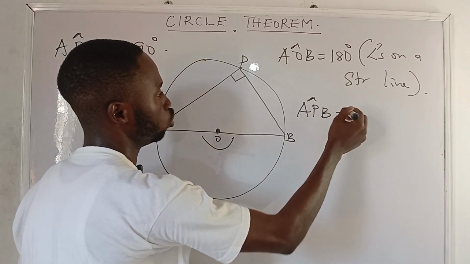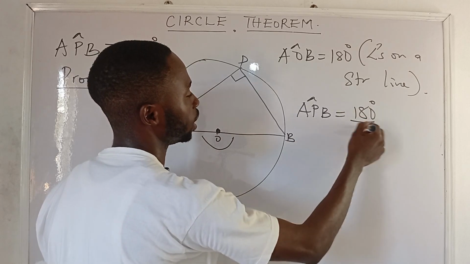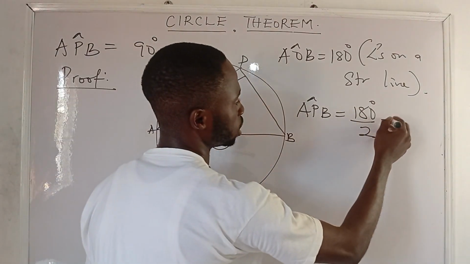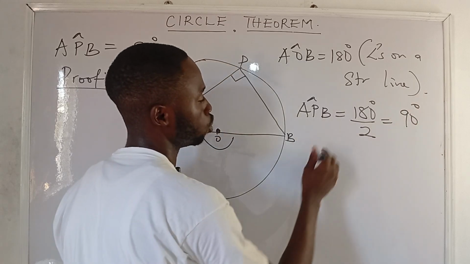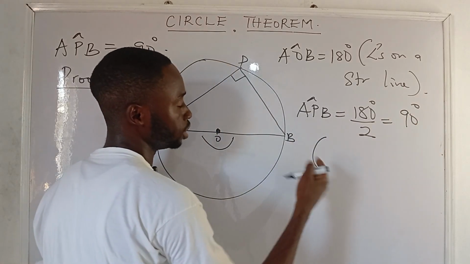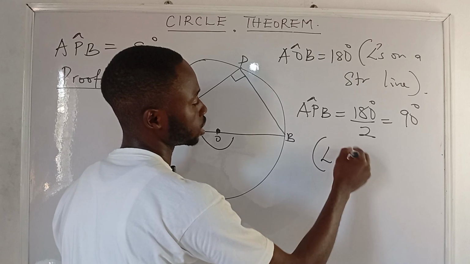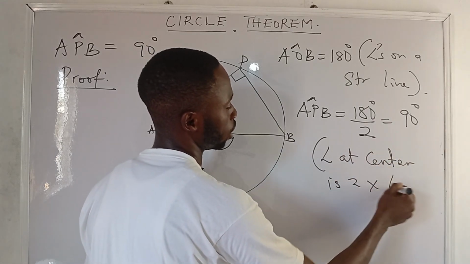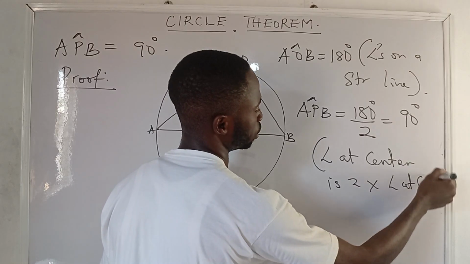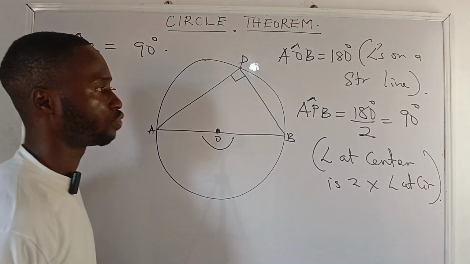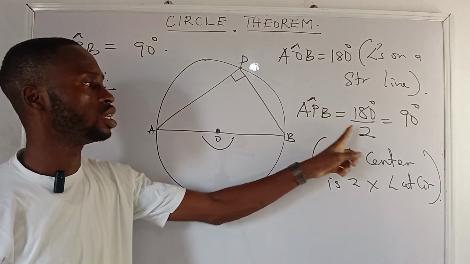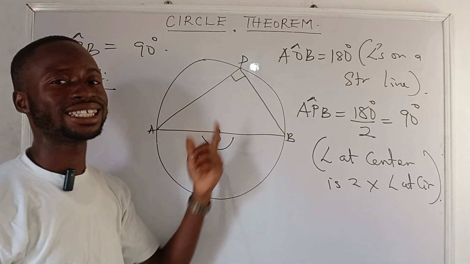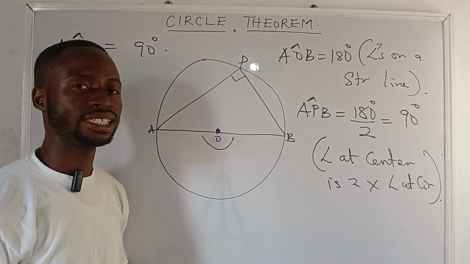So we could say that APB will be equal to what? 180 degrees divided by 2, because this one is at the center and this one is at the circumference. So since that's divided by 2, we know that that's what? 90 degrees. So we could state the rule, the theorem, which is: angle at center is 2 times angle at circumference. So therefore we can say that APB is equal to 90 degrees. So the angle in a semicircle is 90 degrees.